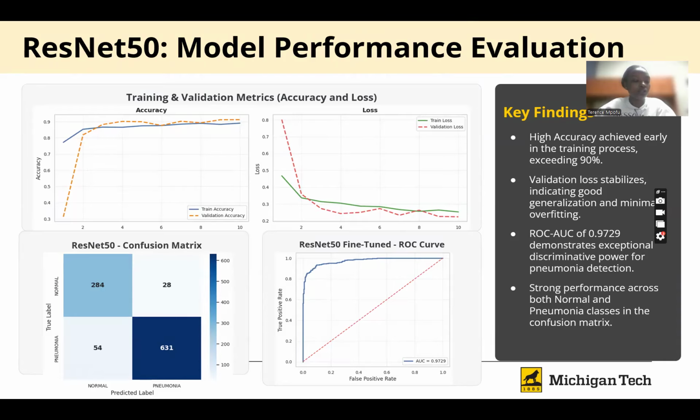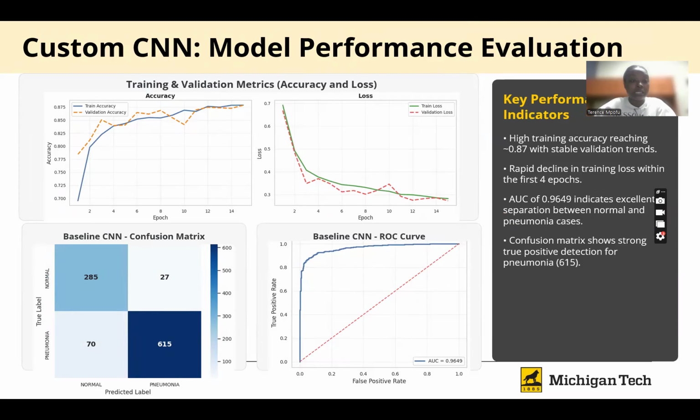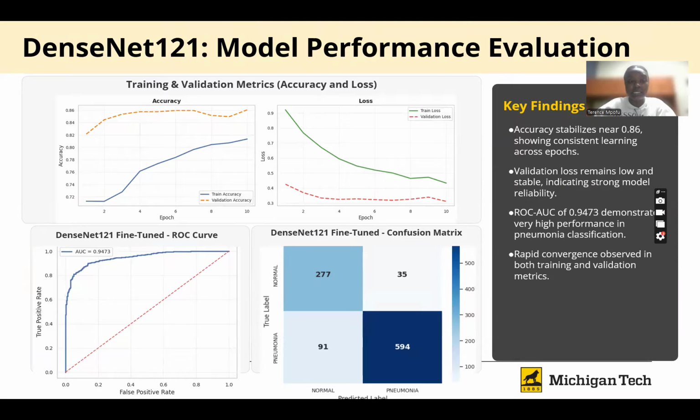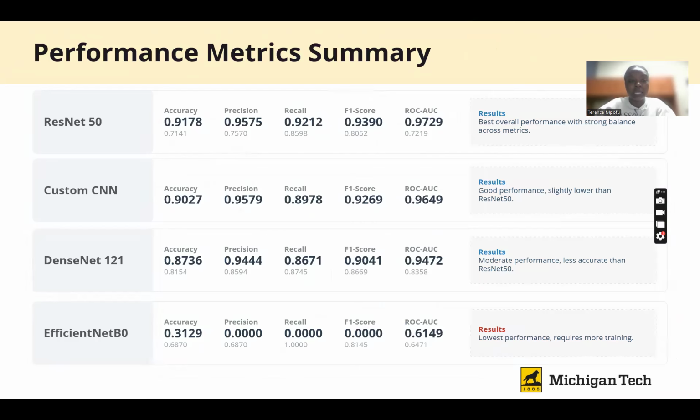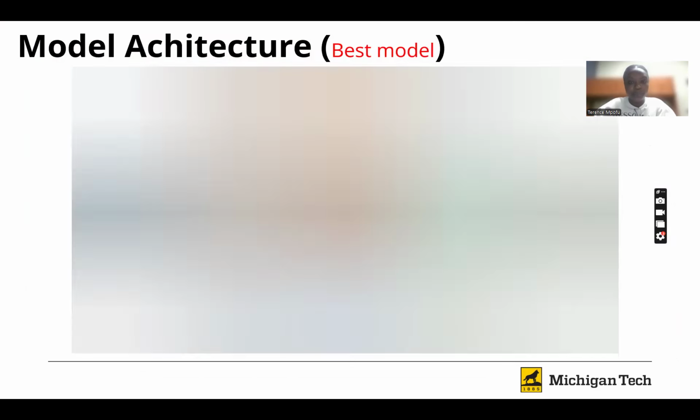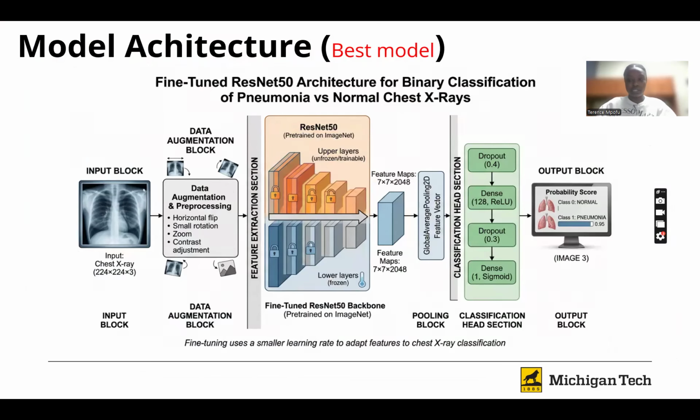These are screenshots showing the results and model efficiency for the CNN. This is for the DenseNet. This is for the EfficientNet. This is a table showing the performance metrics summary. And this is the model architecture.